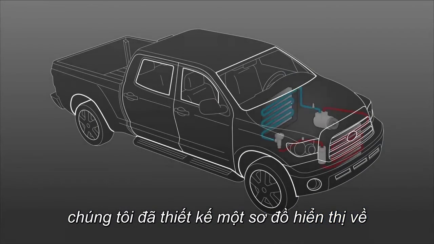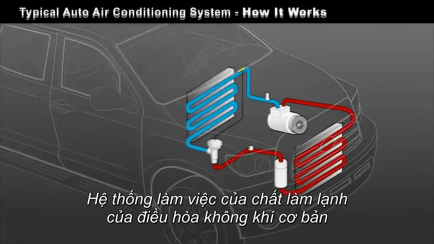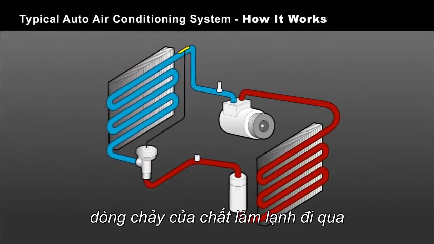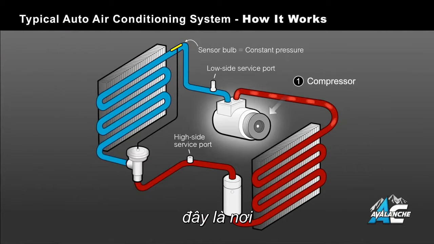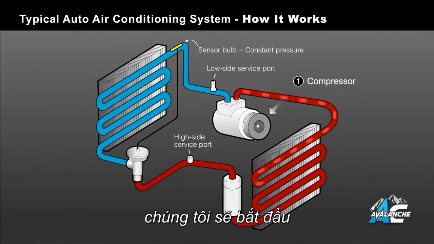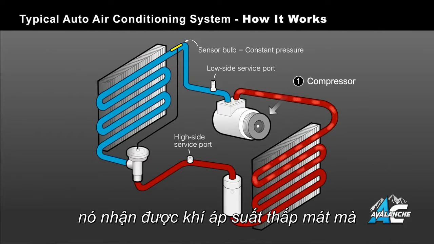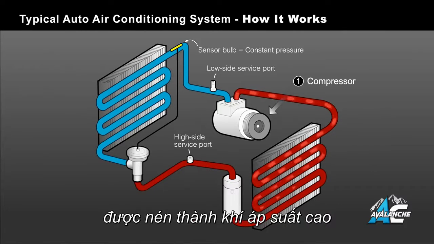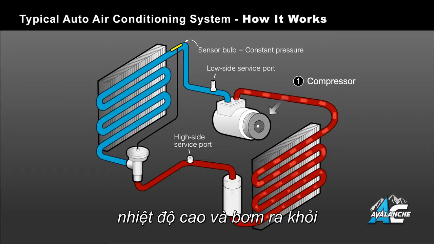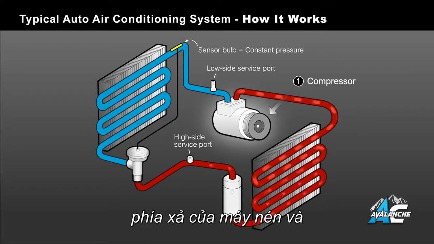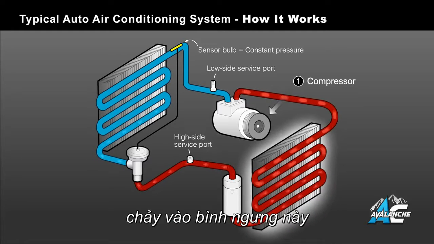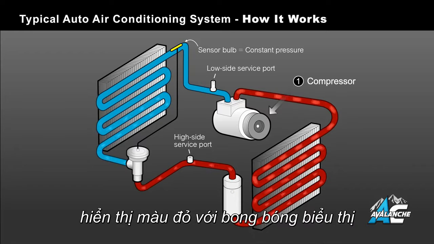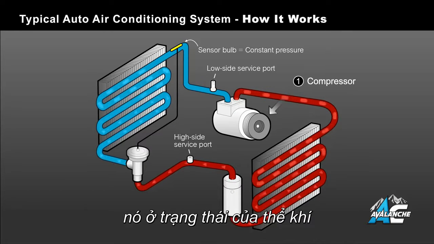We have designed a basic auto air conditioning system diagram to show you the flow of refrigerant throughout the AC system. The compressor is the workhorse of the system and is where we'll start. It receives cool, low-pressure gas which is compressed into a high-pressure, high-temperature gas and pumped out of the discharge side of the compressor and flows into the condenser. This high-pressure, high-temperature gas is shown as red with bubbles, indicating it's in a gas state.